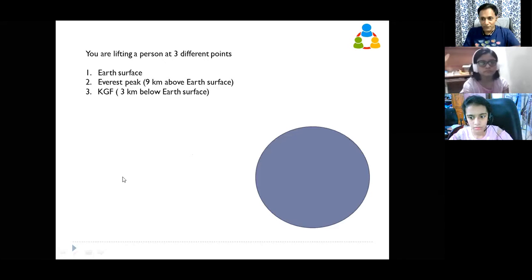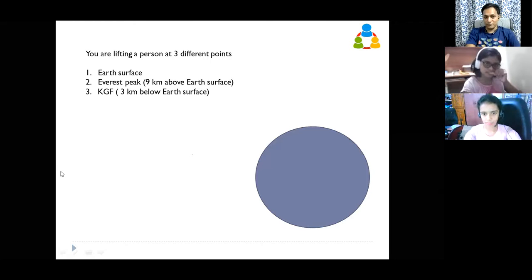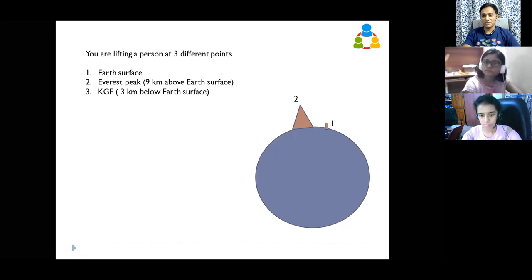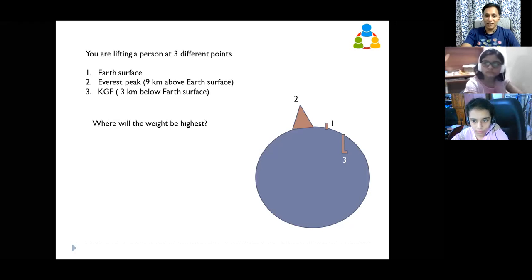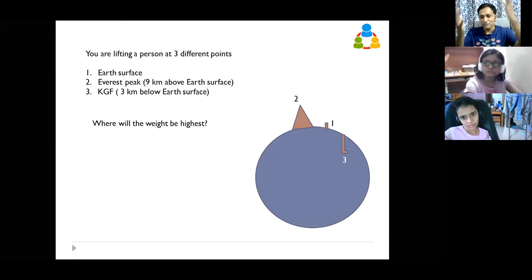Let us assume you are lifting a person, like yesterday we saw Shadowcan lifting. You are lifting a person. Where will the weight be more? Whether it is on Earth's surface, which is like here, case number 1, or Everest, you are lifting the same person on top of Everest, which is 9 km above Earth's surface, or KGF, Kolar Gold Fields, which is 3 km below the Earth's surface. Where will the weight be more? Weight means the force. The weight is the force.